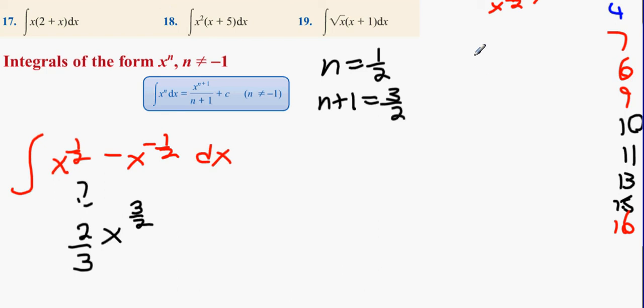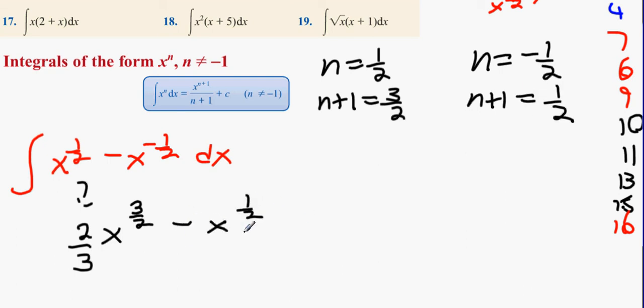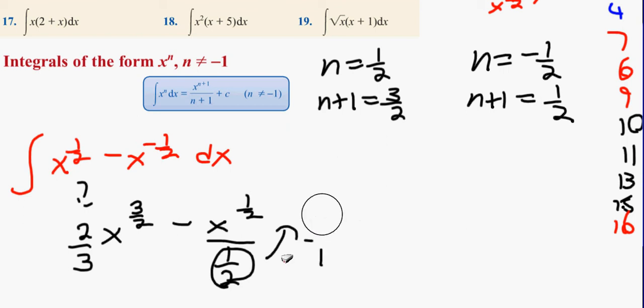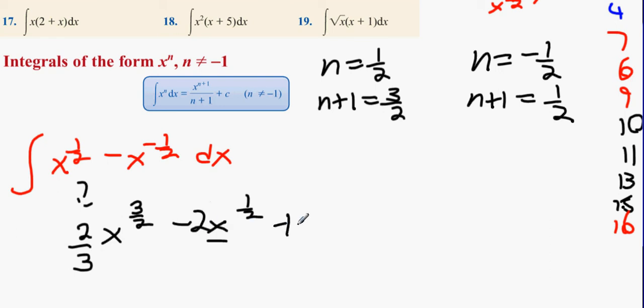And then finally the next one is n equals minus a half, which means that n plus 1 equals plus a half, so it's going to be minus x to the power of a half, all divided by a half. Once again, dividing by a half, you bring the half to the top, turn it upside down, so it's going to be minus 2x to the half. So there you go there. And then remember your plus c. Okay, now we're going to do number 18, number 19.